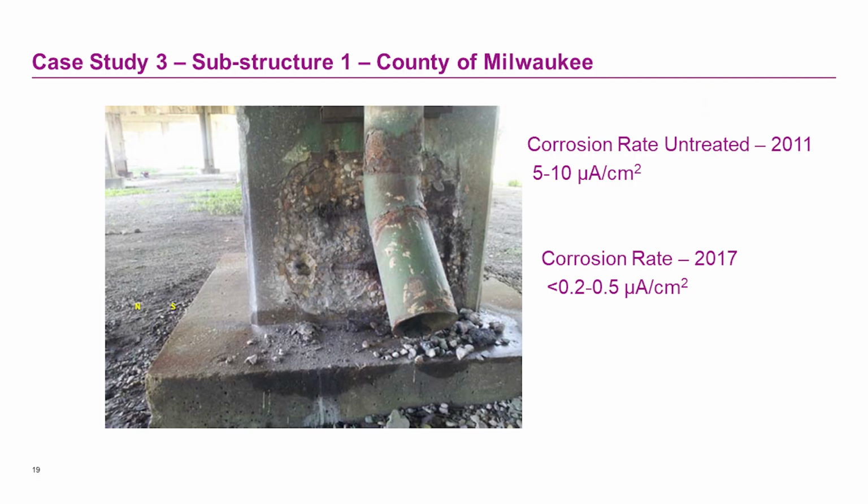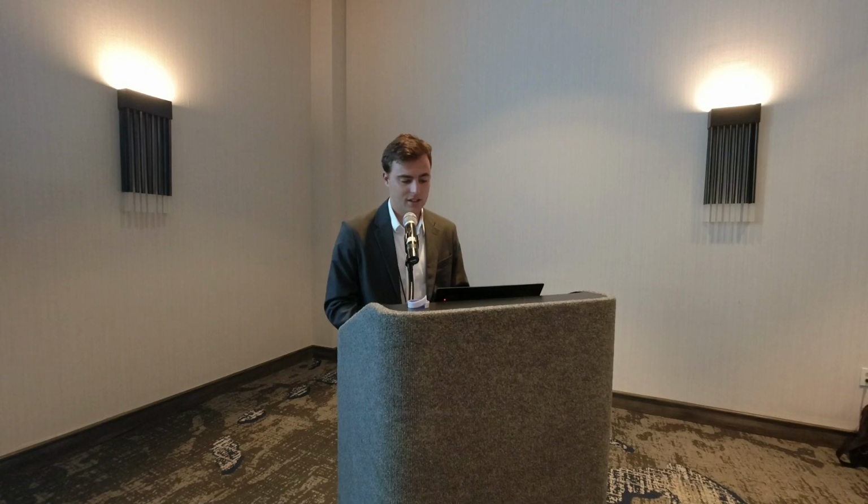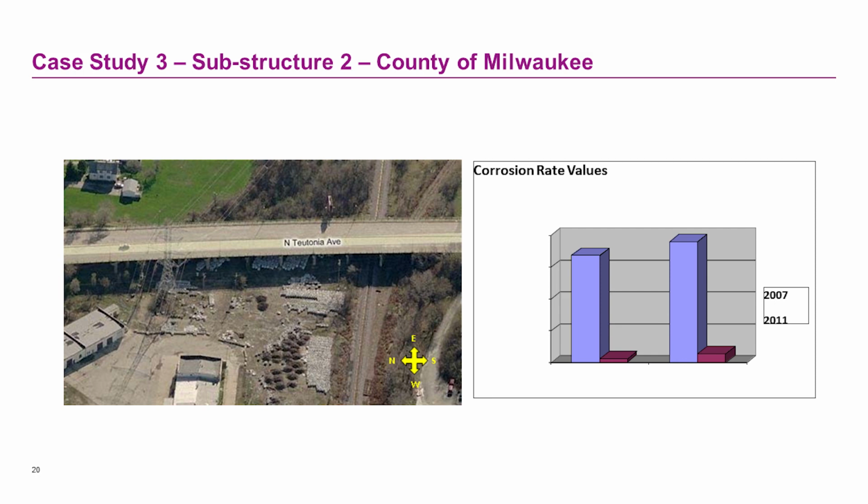And then last one to touch on, case study 3, is the substructure of a bridge in Milwaukee. This is in 2011. Bridge was not in great shape. The untreated corrosion rate was 5 to 10 micrograms per centimeter cubed. Came back 6 years later after application, and you can see there significant reduction. And just a picture and lines. Take what you want from that.